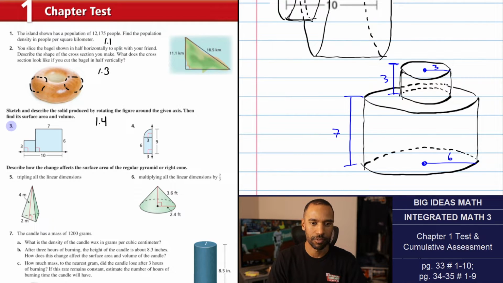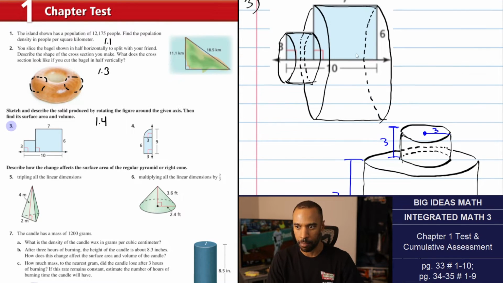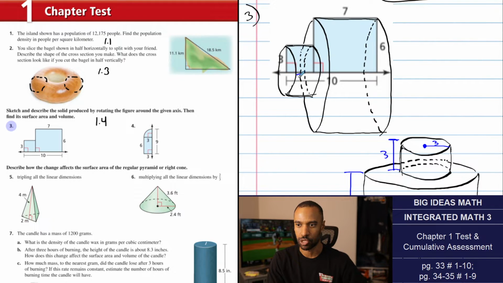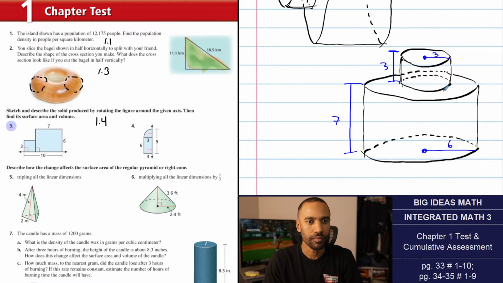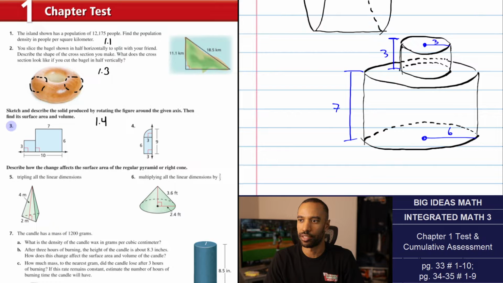So hopefully I've made everything out of that I need from it, right? Total height's 10, that guy's 3. So this is a square that got rotated around, and that's a rectangle, 6 by 7. Okay. Describe the solid. So the solid is 2 cylinders, one smaller than the other, but 2 cylinders.